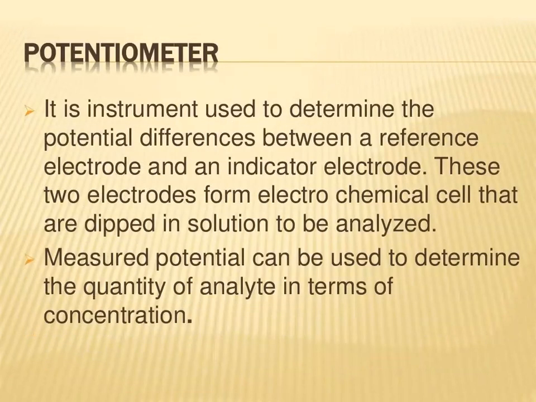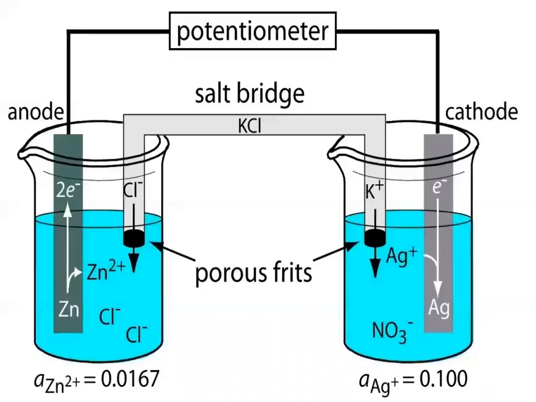Okay, so the potentiometer, this instrument, is used to determine the potential difference between the reference electrode and the indicator electrode, and these two electrodes form electrochemical cells which are dipped into the solution to be analyzed. So the measured potential can be used to determine the quantity of analyte in terms of concentration. So the concentration of the solution that we want to find, we can find by using this potential. Okay, so this is one example which I have discussed now.